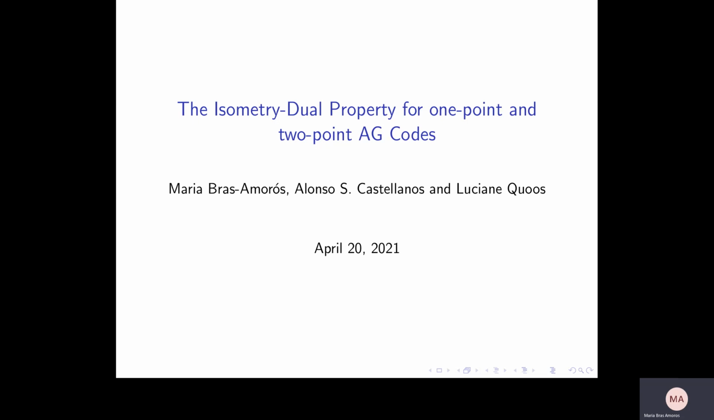Good morning. My name is María Amorós, and I'm going to present a joint work with my colleagues Alonso Sepúlveda Castellanos and Luciani Cuos. The title of our work is the Isometry-dual property for 1-point and for 2-point algebraic geometric codes.